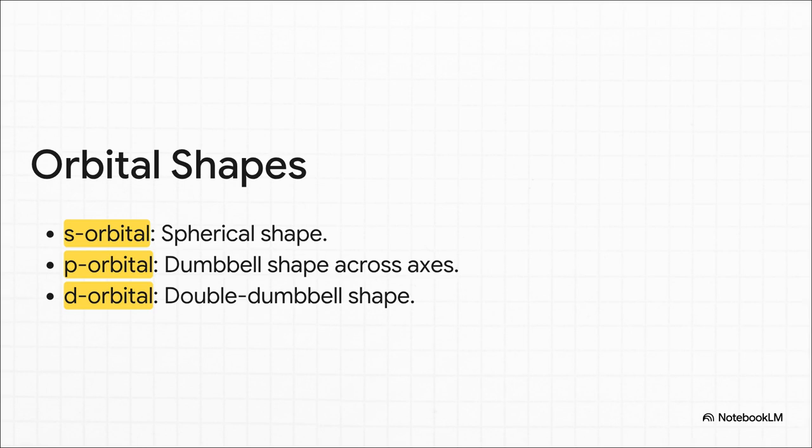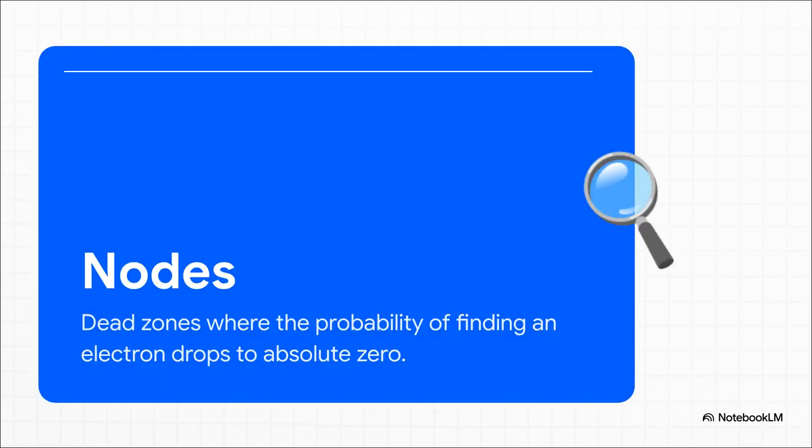The d orbitals are even more complex double dumbbells, and there's one really cool rebel in there, dz squared, which basically looks like a dumbbell wearing a donut-shaped ring around its center. But here is a fascinating quirk of quantum mechanics. In between all these shapes are things called nodes. These are literal dead zones within the atom.